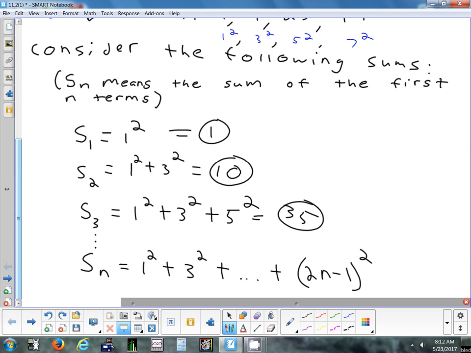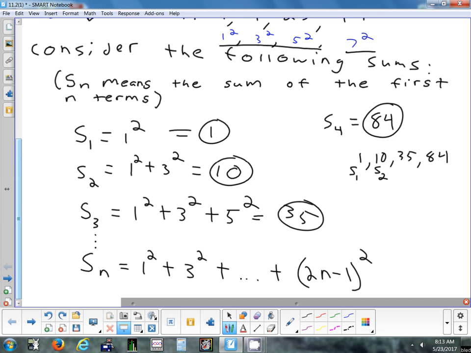Now, if you look at this list of numbers here, let's even do one more. The fourth term. So we already know the first 3 add up to 35. What's 35 plus 49? 84. Okay, so now if you look at all the numbers I circled, I'm going to make a list of them. I'm going to make a new sequence, 1, 10, 35, 84. Each number in that sequence is a partial sum. That's S1, S2, S3, S4.